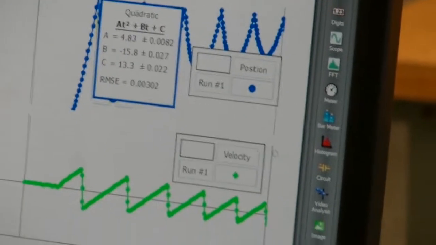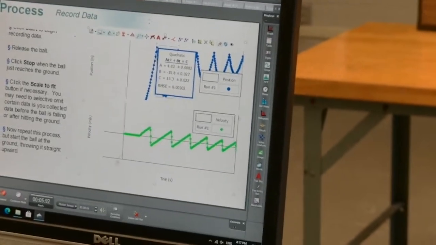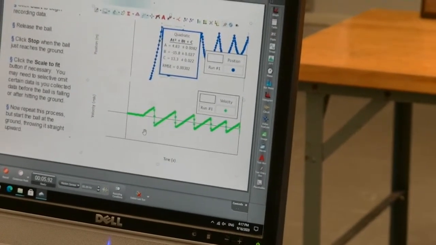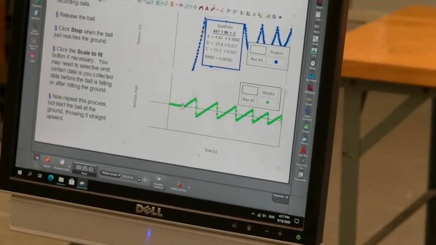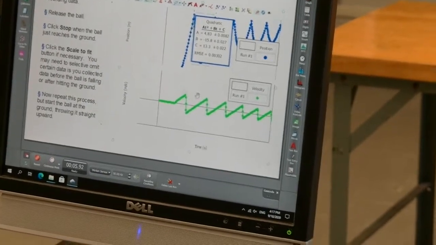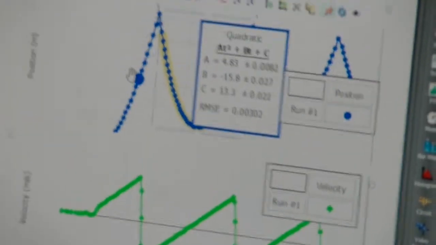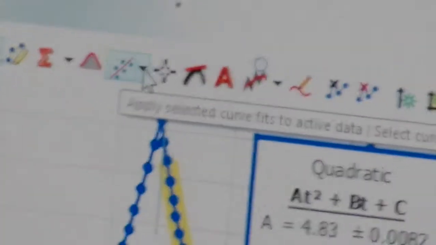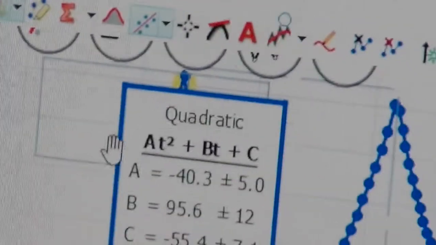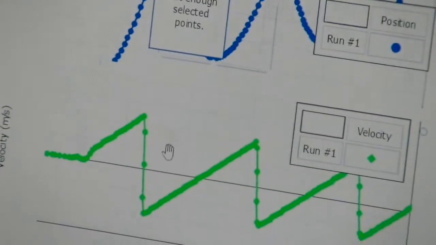And so it should be something like 9.66 here, which is reasonably close. Yeah. So let's do the same for the velocity time graph. So let us highlight our data point, which is the same way we select the fourth button from the left where the box appears.